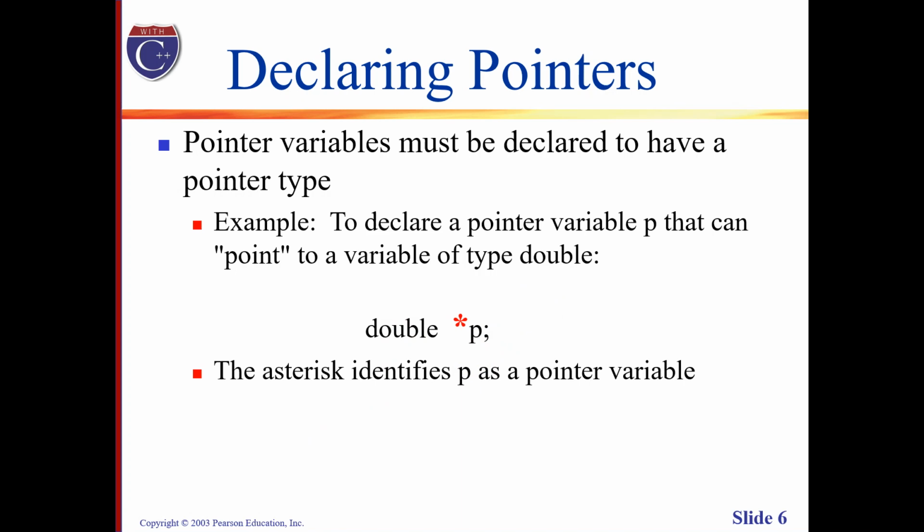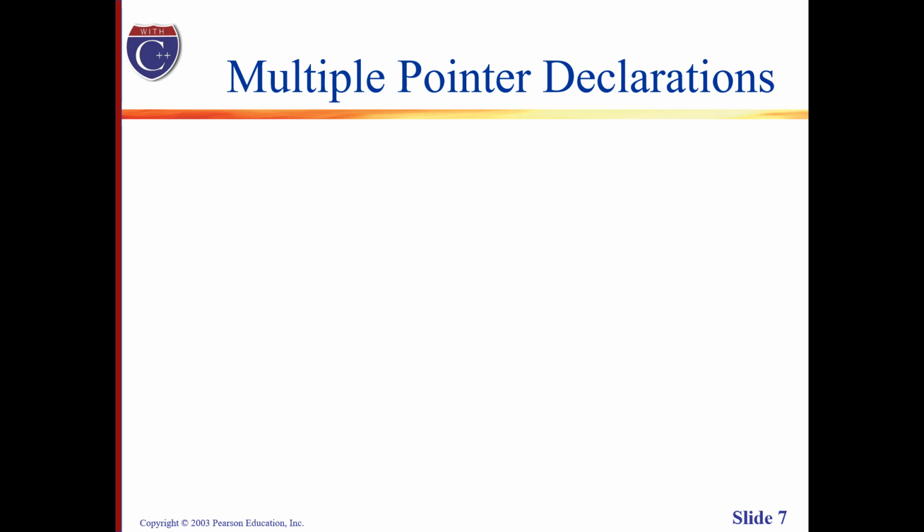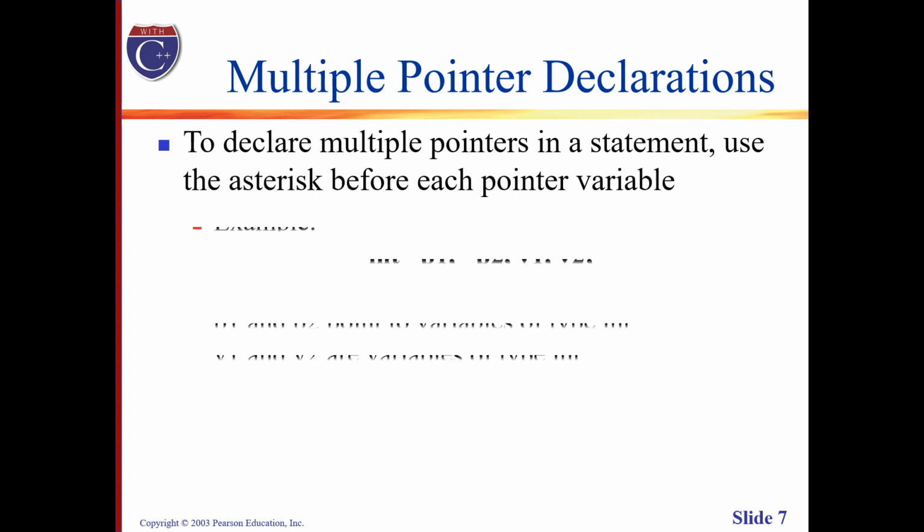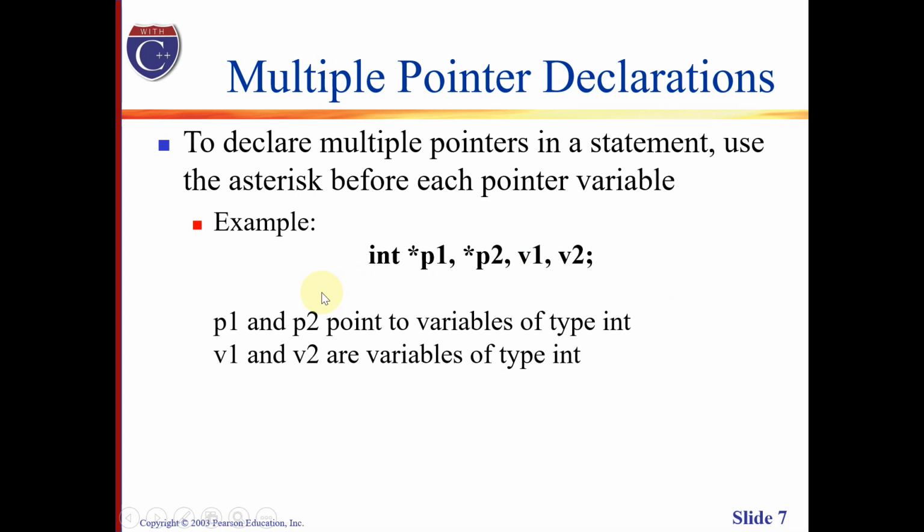As you can see here, the asterisk identifies p as a pointer variable, which means whenever you declare a variable and an asterisk is placed beside your variable name, that will tell C++ that we are indeed declaring a pointer variable. We can also have multiple pointer declarations, just like the way we declare multiple variables on a single line with the same data type. To declare multiple pointers in a statement, we use the asterisk before each pointer variable. Here's an example. In this line, we are declaring p1 and p2 as pointer variables which point to variables of type integer. On the other hand, v1 and v2 are variables of type int.